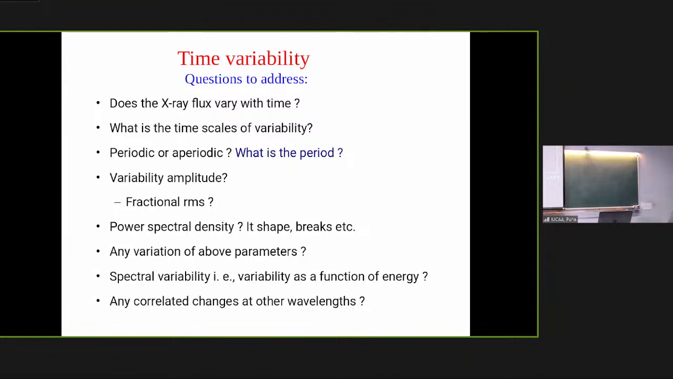For example, a pulsar is a magnetized neutron star, and in this case you are observing the radiation from the poles. If the magnetic axis and the rotation axis are not aligned, then because the star is rotating and you are observing the radiation from the poles, you see very regular periodic variations because of this rotation.